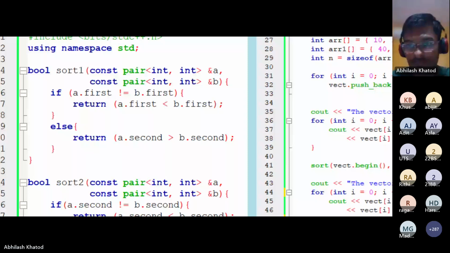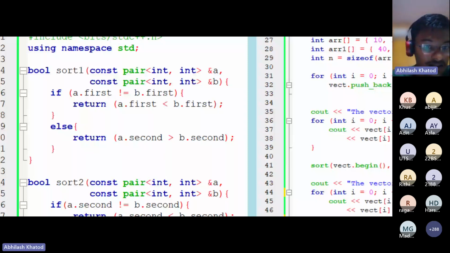I hope you guys are understanding. I'll try to explain this part again so that the sort two function can be easily done. If a dot first, that is the first element of the first pair, is not equal to the first element of the second pair, then what do we have to return? What will the compiler return? Either a true or a false value, as we are writing a boolean. So if the first element of the first pair is lesser than the first element of the second pair, it will return true, which means the first pair should be kept above. If the first element is smaller, the first pair is kept above, as it is a true value.